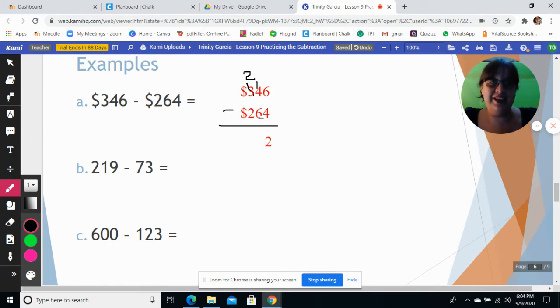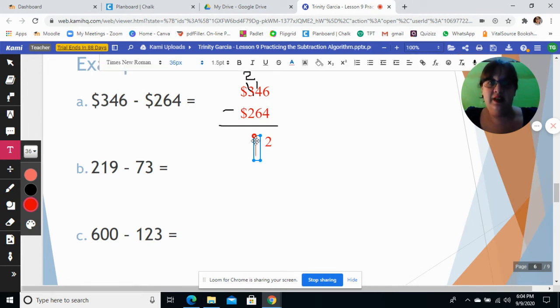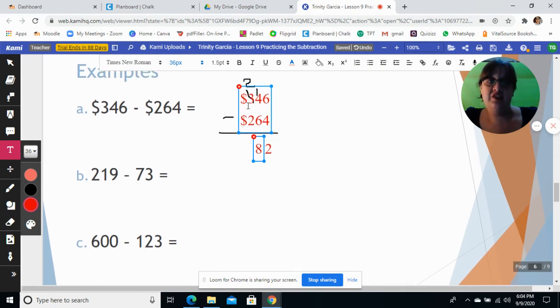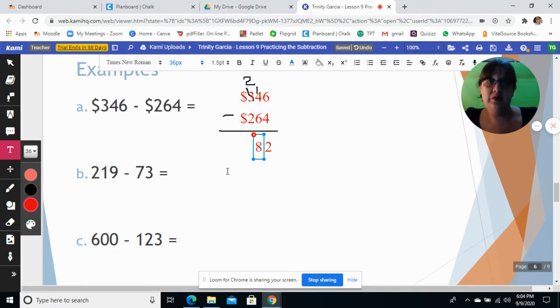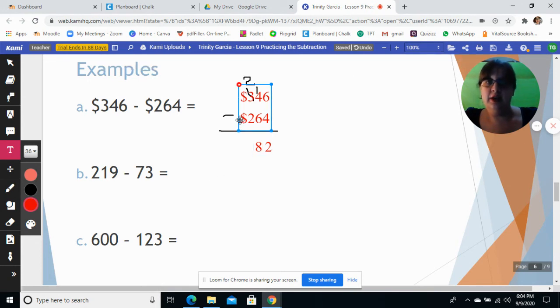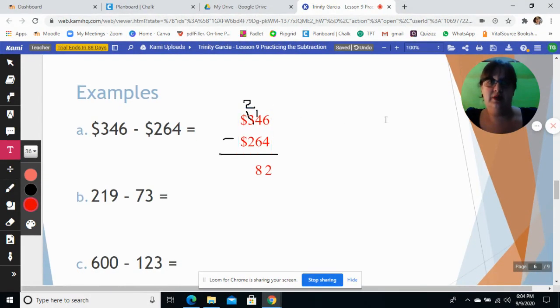Now we can take 6 away from 14, right? 6 away from 14 leaves us with what? 6 away from 14 leaves us with a nice number 8. Good job. Move that up a little bit and keep it nice and neat. Okay, now we have a 2 minus 2, and 2 minus 2 is what? 0.